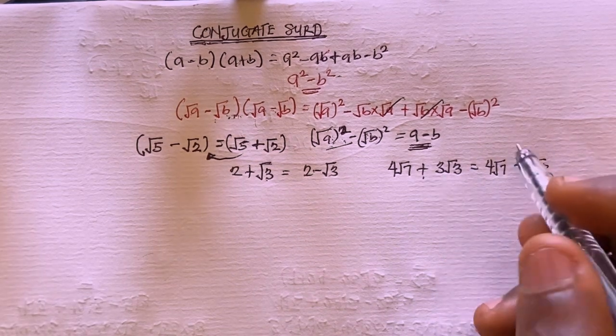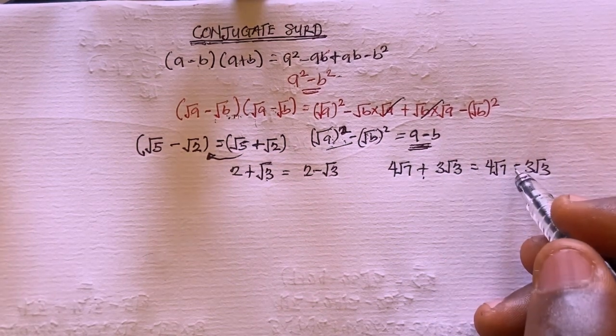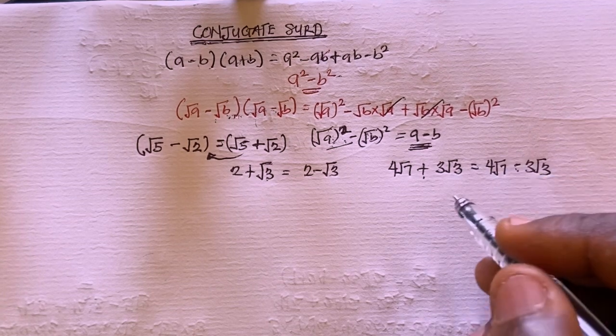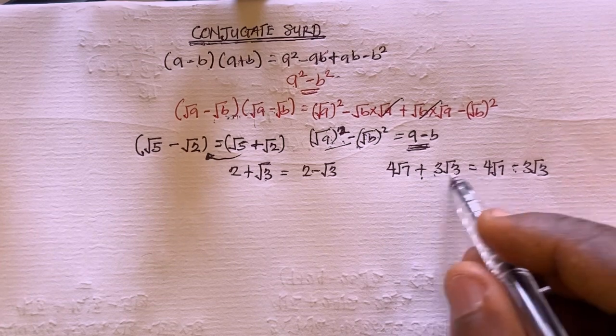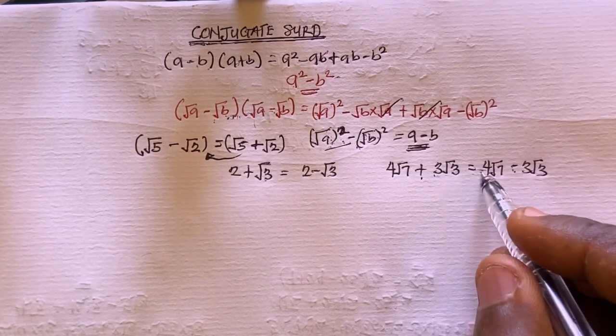If this is minus, then the conjugate is going to be plus. If this is plus, then the conjugate is going to be minus. So that's just it. Suppose I want to find the product of these two conjugate surds.